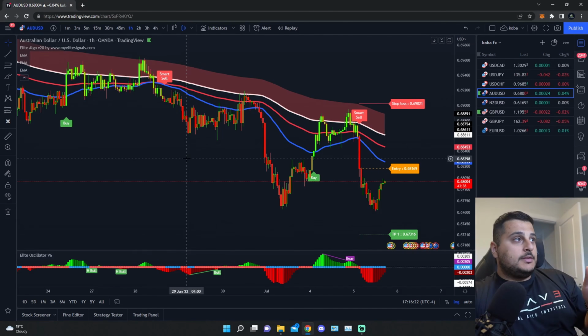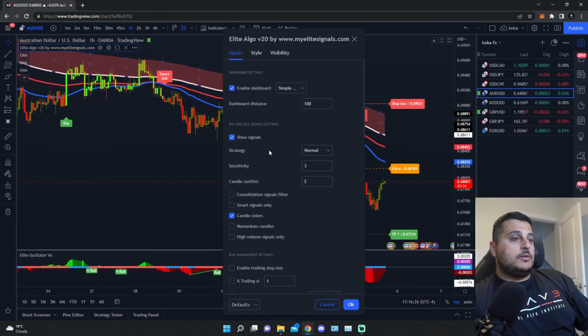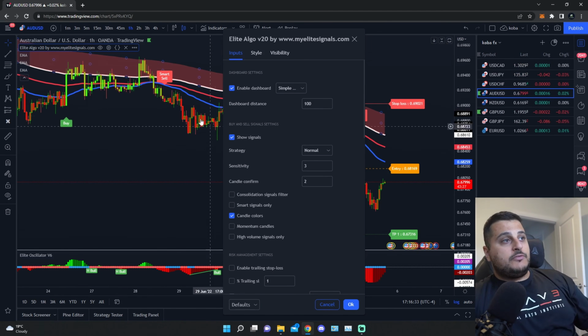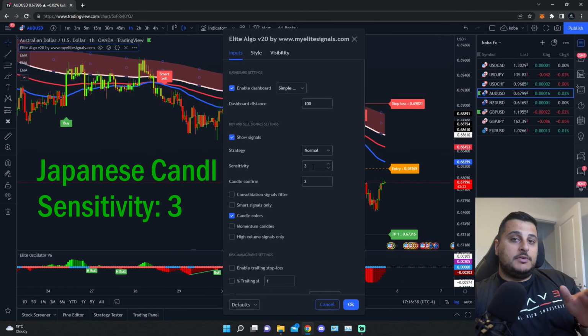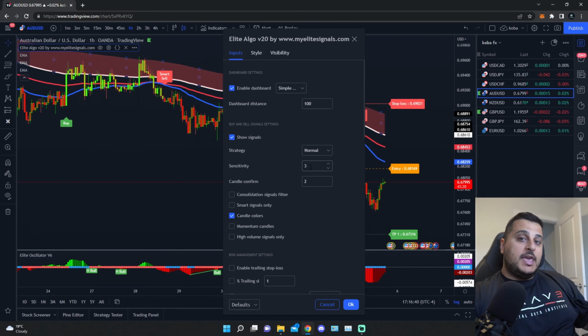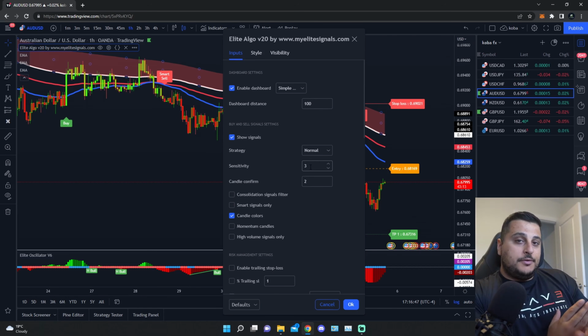All right. Next up, what you guys want to do is go over to EliteAlgo. You want to hit that settings icon, and then you want to have the same exact strategies as me or something a little bit different, and I'll explain in a second. So for sensitivity, if you're using the regular Japanese candles like I'm using right here on my chart, then you want to have a sensitivity of 3. But if you prefer using Heikin Ashi candles, then you want to have your sensitivity be 1.4. This is very important. So you're either using Japanese candles with a sensitivity of 3 or Heikin Ashi candles with a sensitivity of 1.4.